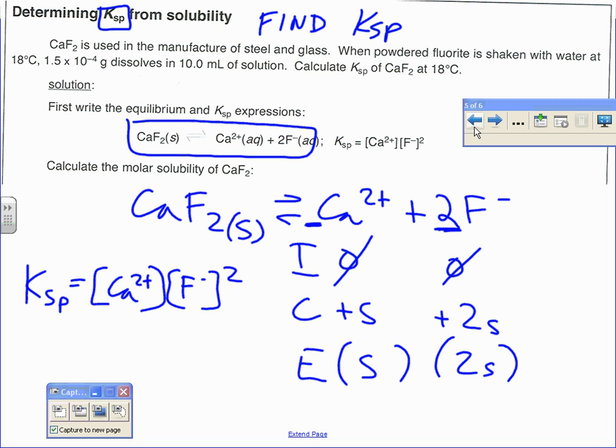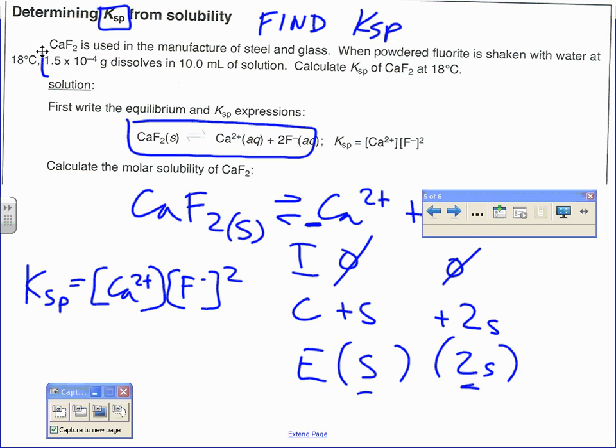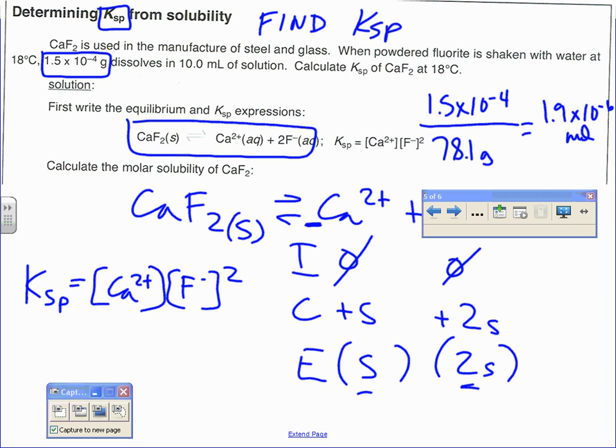What you have to be careful of is once you find S, you have to pay attention to the coefficients when you're plugging into the E line. See how this is just simply S, this is 2S, the value will be doubled. So what do they give me in this problem? They give me 1.5 times 10 to the negative 4th grams. So I'm going to go 1.5 times 10 to the negative 4th. I'm going to divide by the molar mass of CaF2, which comes out to be 78.1 grams, which is going to give me, according to my calculations, 1.9 times 10 to the negative 6th moles of CaF2.